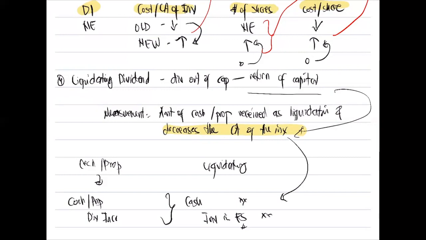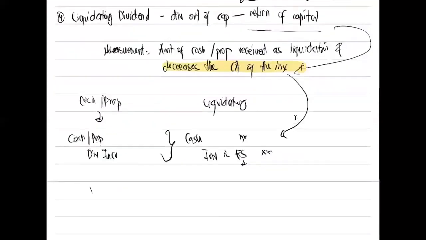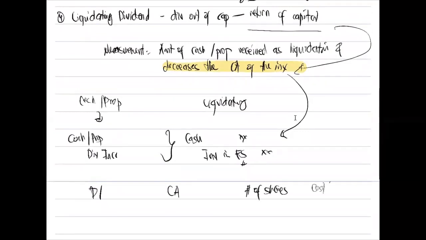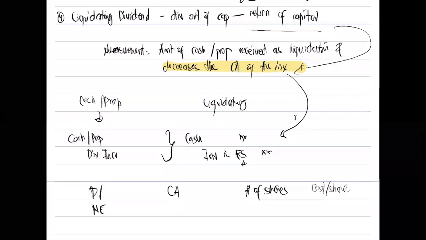Now, because of this, we need to know the effect of the liquidating dividend as to our dividend income, as to the carrying amount, as to the number of shares, and as to the cost per share. As to dividend income, no effect because it is not considered an income, but it is considered a return of capital.